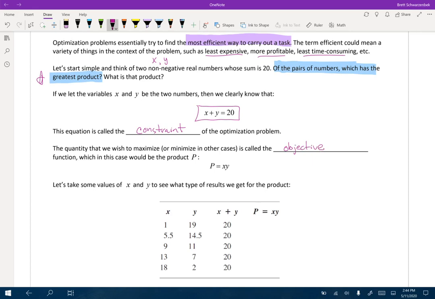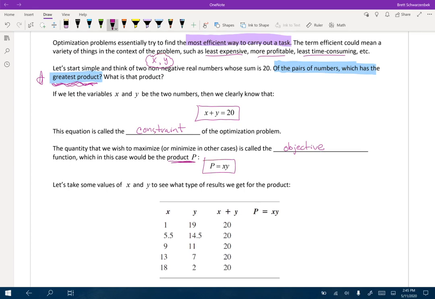So in this case, what are we trying to find? We're trying to find the one with the greatest product. So we're trying to maximize what the product could possibly be. We usually state whatever the variable is that we're trying to find, which is P for product, we'll use. And then what is the product equal to? Well, clearly it's going to be equal to the product of x and y. So that means our objective function is P equals x times y.